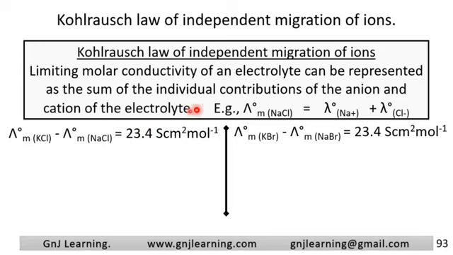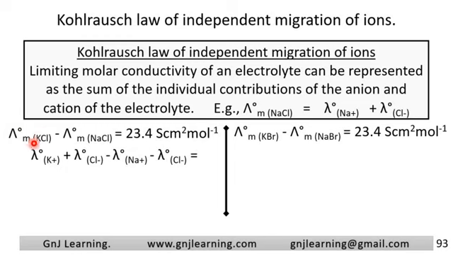Again, he took another two electrolytes, KBr and NaBr. What is the difference between these two? In both cases, the cation is the same. The only difference is the anion, isn't it? Again, he tried to find the difference and found that it is the same, 23.4. So if both have the same difference, he deduced that he could split this KCl into two, K plus and Cl minus, and this one also into two, Na plus and Cl minus. So the difference will be minus lambda 0 Na plus and minus Cl.